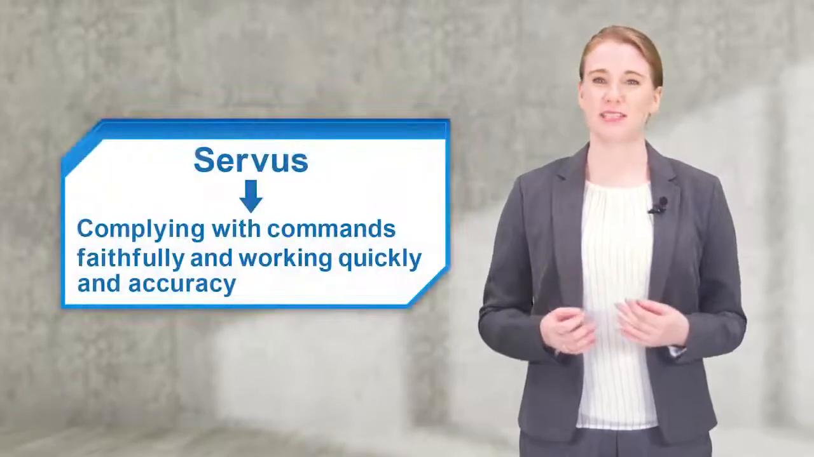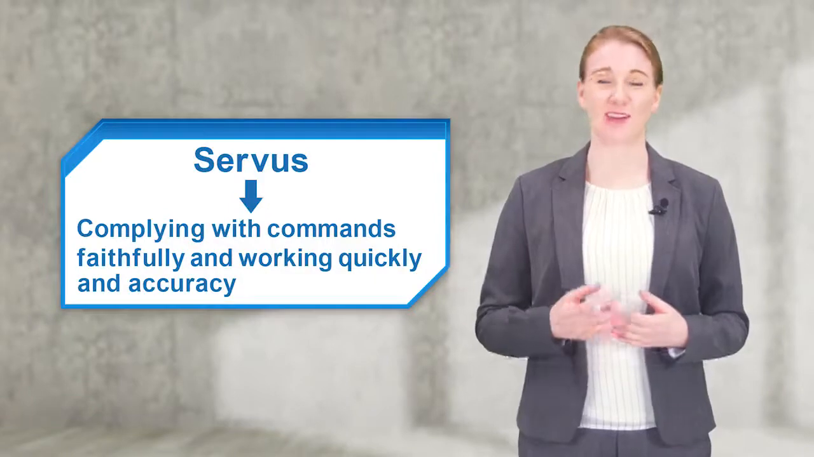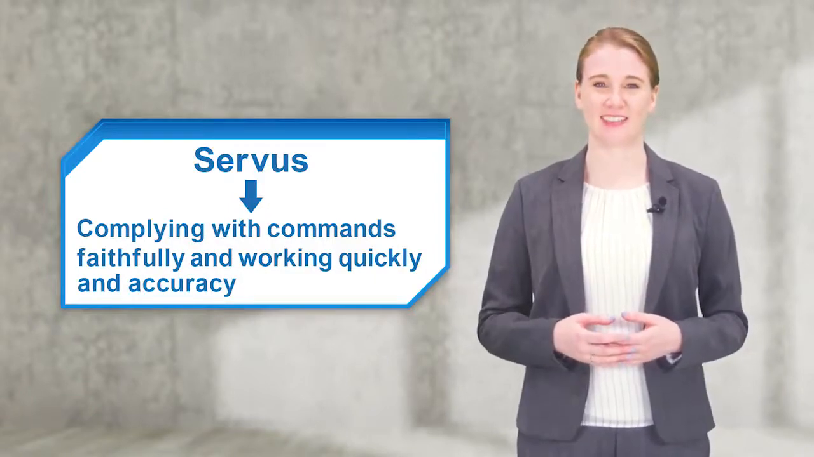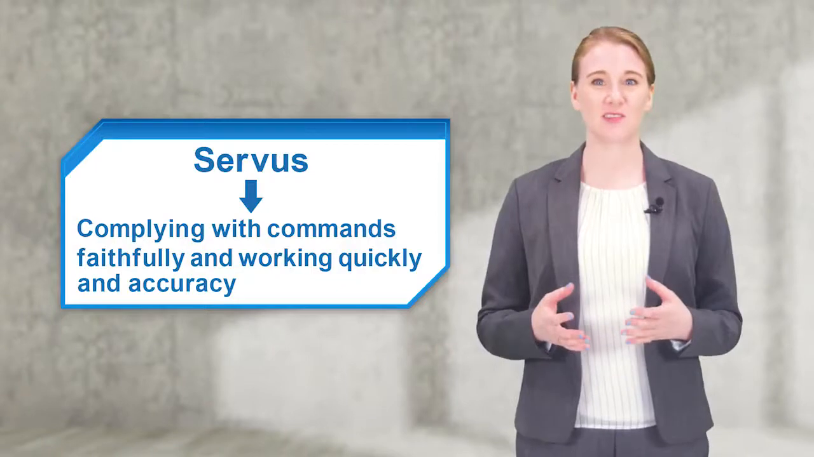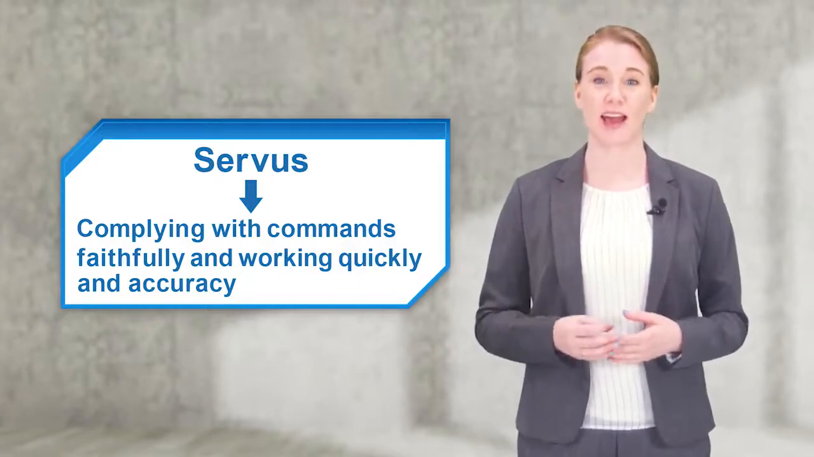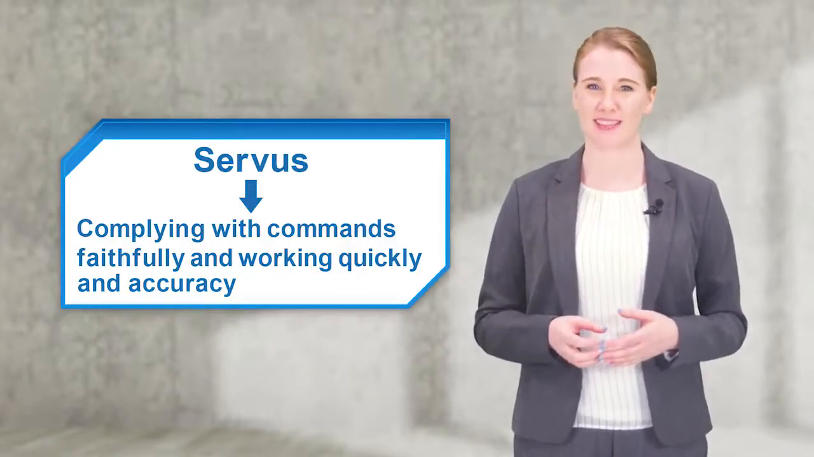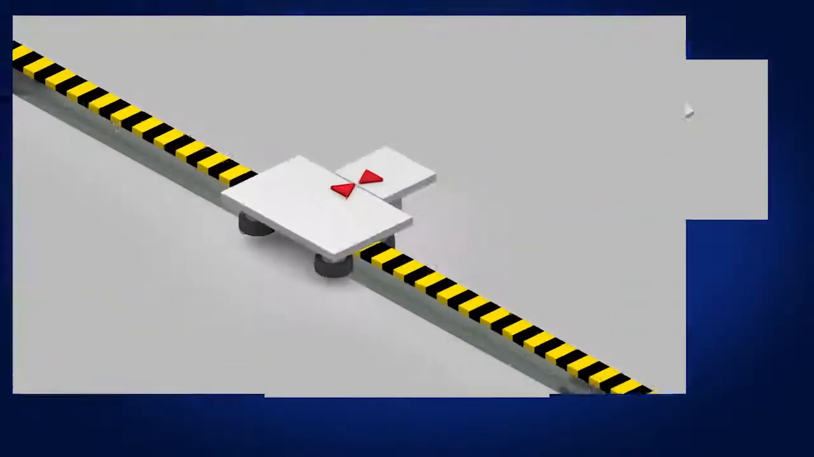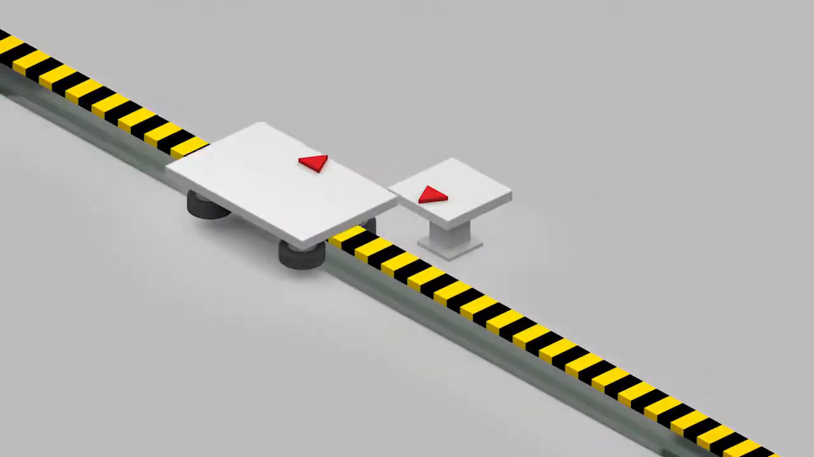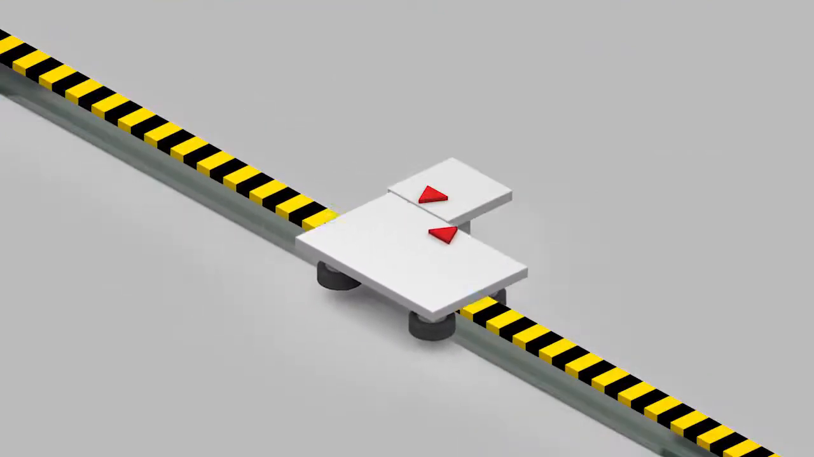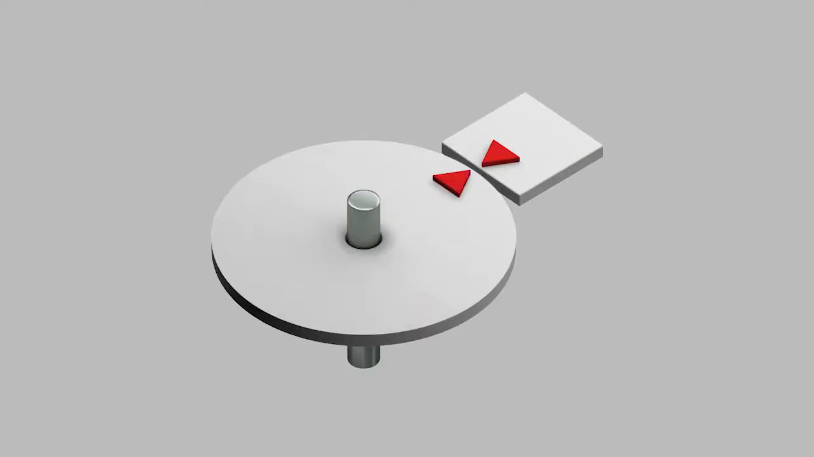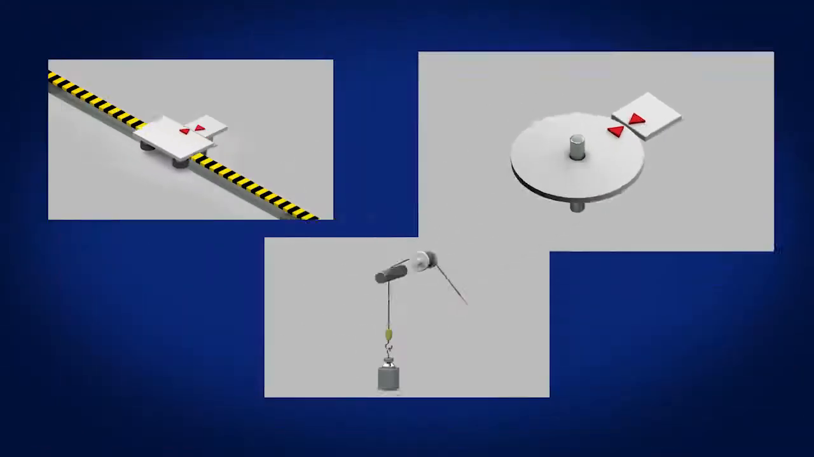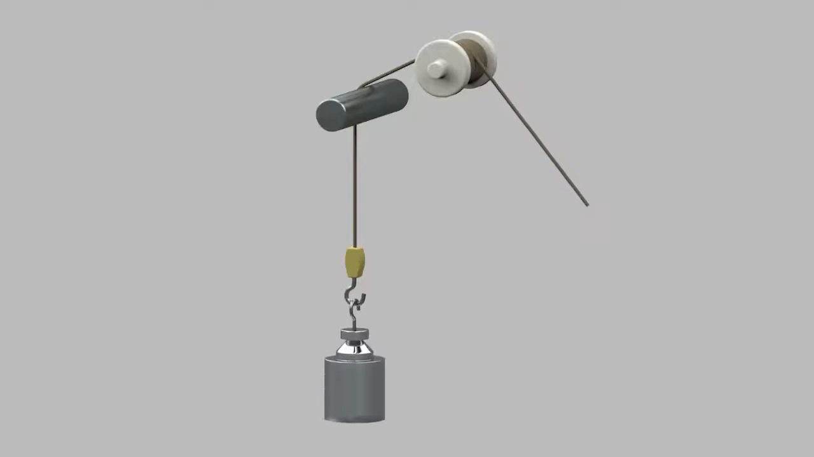The word servo is derived from the Latin word servus. Servus means to comply with commands faithfully, quickly, and accurately. In the same way, a servo is a device that performs work accurately in accordance with commands. Servos are used to start and stop operation at precise positions, to change speeds extremely quickly, and adjust speeds in accordance with conditions.